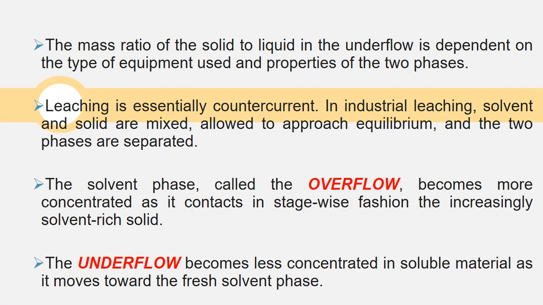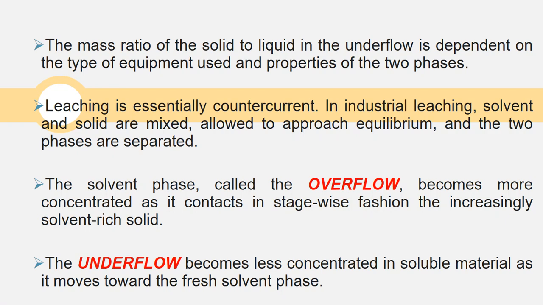It was mentioned in the first slide that in industrial leaching, the solvent and solid are mixed. They are allowed to come to equilibrium, meaning no net mass transfer will occur anymore, and the two phases are separated. After they have reached equilibrium, the rate of transfer and the rate of reverse transfer will be the same or will totally stop. In that case, we can now separate the two phases. But the requirement is that equilibrium has to be reached.